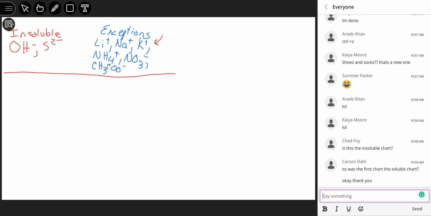All right. And then, let's see. There are a couple other things. If you take these things, they are for everything, hydroxide and sulfide. The things I'm going to write now are just when you mix sulfide with them.